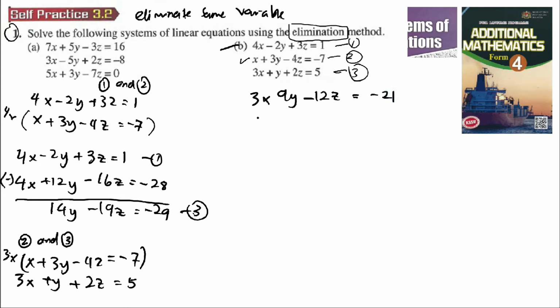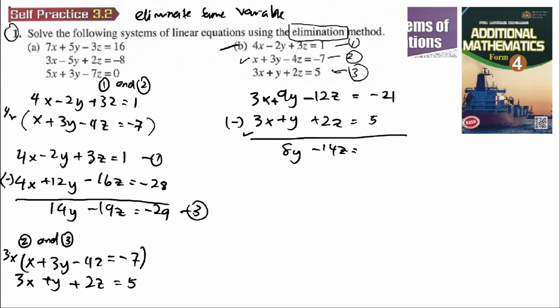So this one is 3x, this one is 9y, this one is negative 12z. So 3x plus y plus 2z is equal to 5. So here you can eliminate x by minus the equation, right? So 3x minus 3x is 0. Okay, and then 9y minus y, you get 8y. Negative 12z minus 2z, you get minus 14z is equal to negative 21 minus 5, you get negative 26.